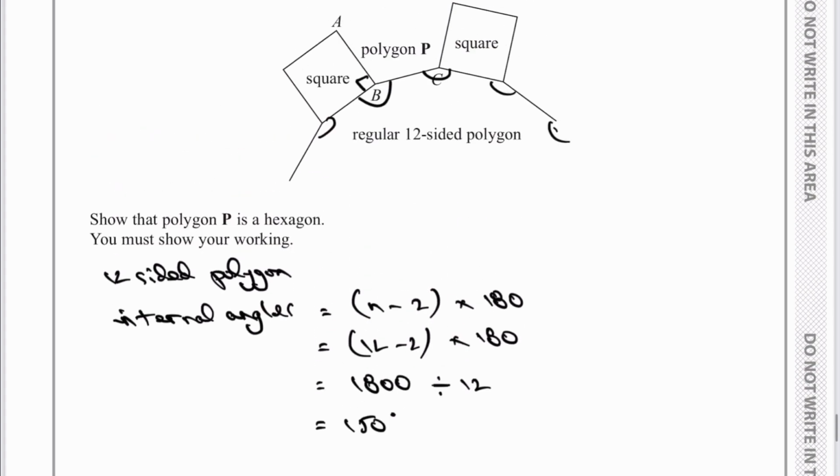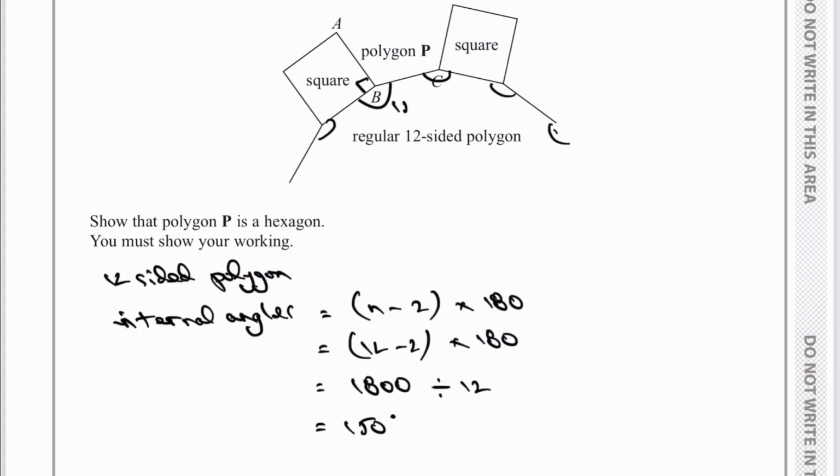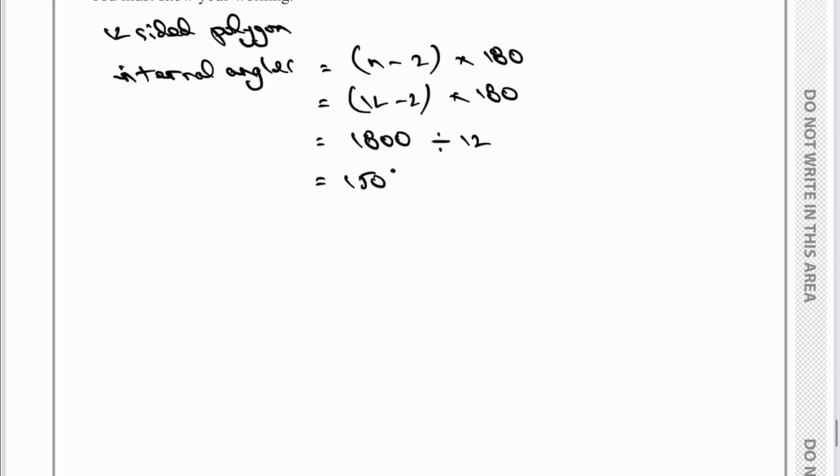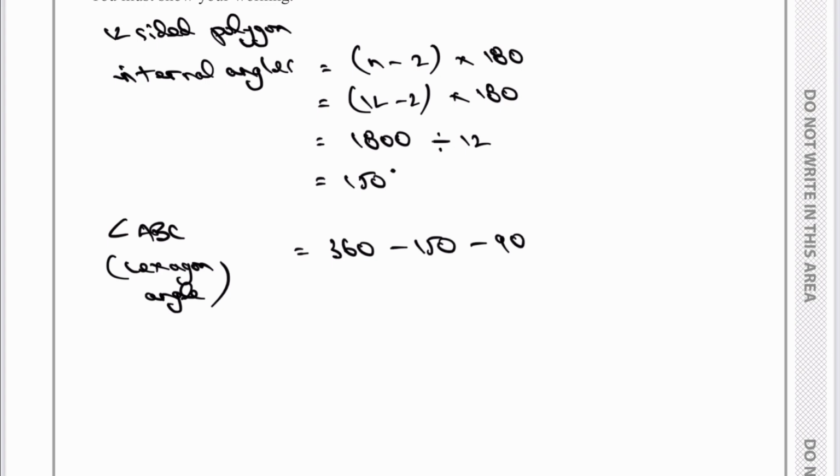Okay, so now we know, back to our diagram, that this angle B must be 150 degrees, and the angle in the corner of the square there is 90. Now we know that the full degrees around the point is going to be 360 degrees. So therefore, if we want to work out the internal angle of the polygon, which I'm going to call angle ABC, and that is going to be the hexagon angle. Okay, well that's going to be equal to 360, take away 150, take away the 90 degrees of the square, and that's going to be 120 degrees.